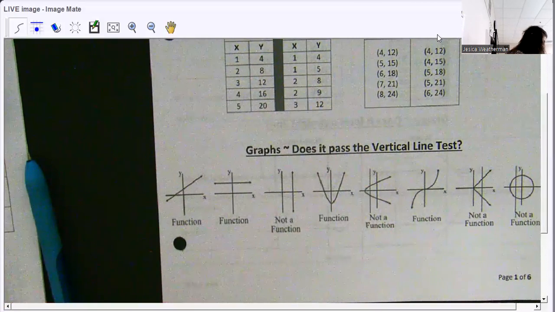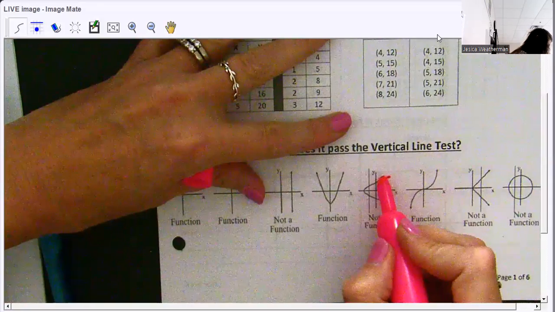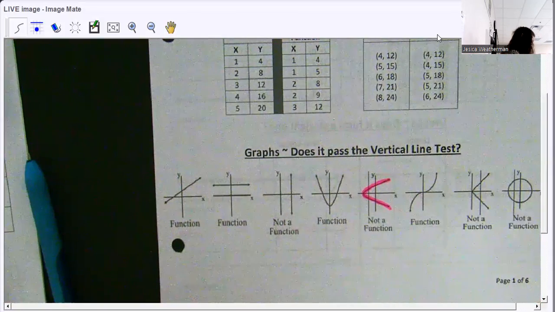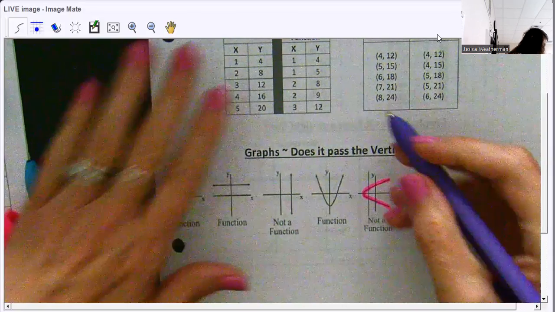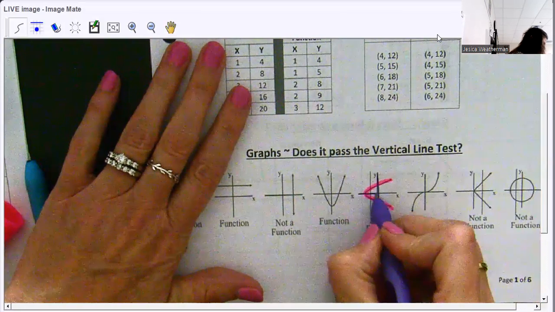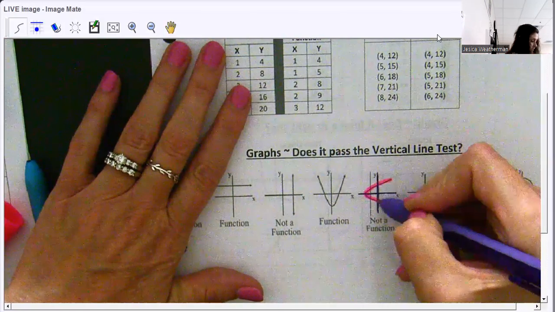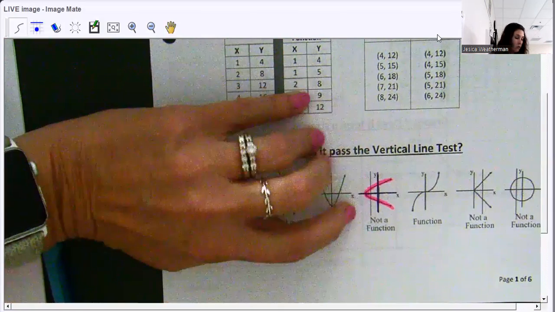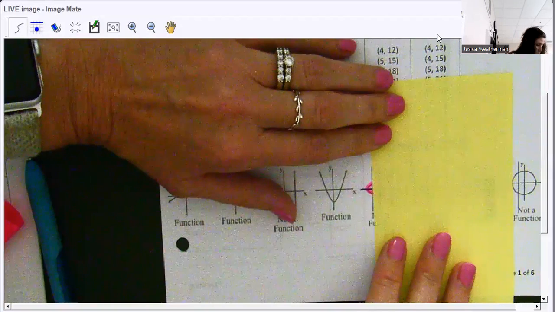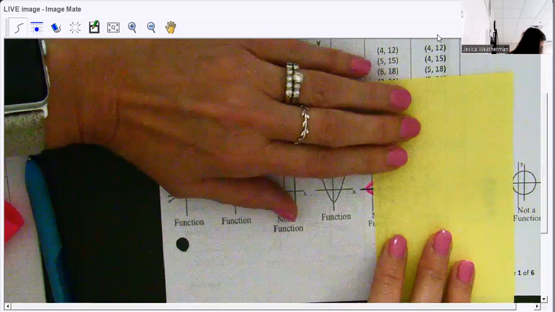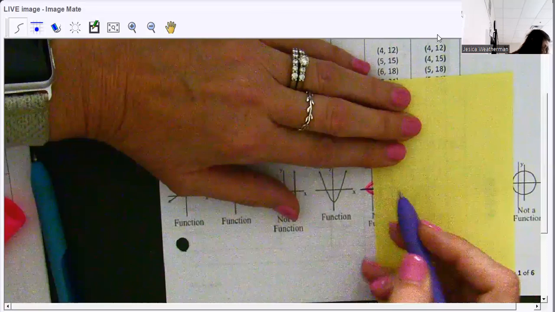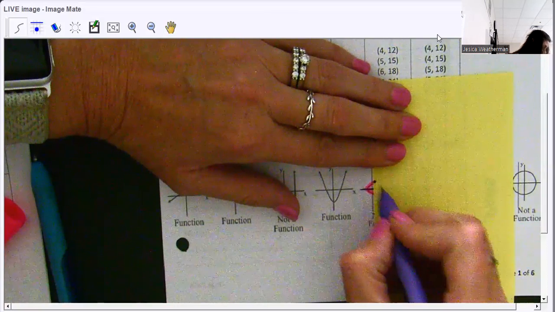Here is my graph. It's a little bit confusing because you see all these different lines, but really what is taking place here is the y axis and the x axis. And then this line right here is showing you the vertical line test. I'm going to put my yellow paper here. See this line right here? This pink graph is touching my yellow paper here and here.